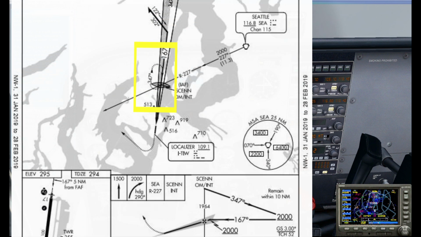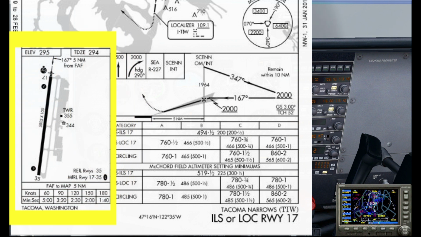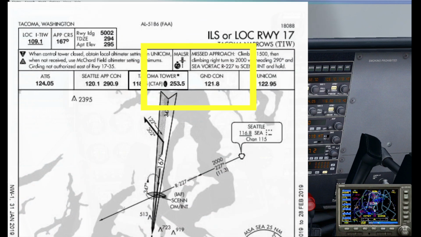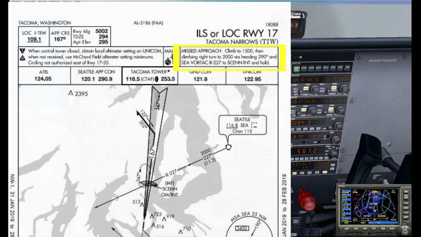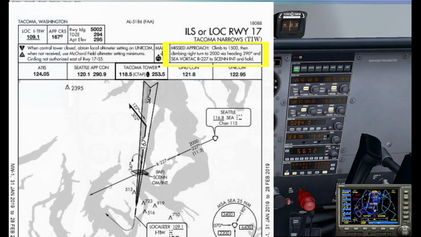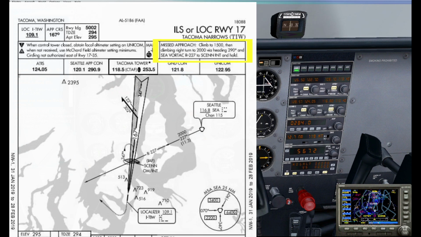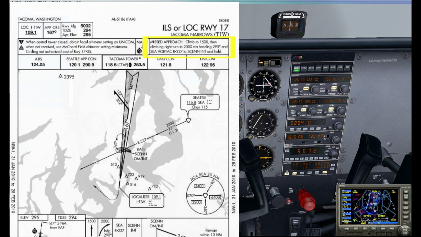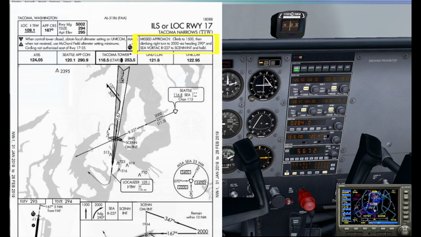They have Malsr lighting. You can look down at the airport diagram in the bottom left-hand corner if you want to see where that is. Missed approach, climb 1500, then climbing right turn to 2000 via heading 290, and Seattle VORTAC radial 227 to SCENN intersection and hold. So we have 227 on the bottom here on number 1, and we can go ahead and identify this one at that time. And these are both on my plate. It'll show dash for Seattle VOR.